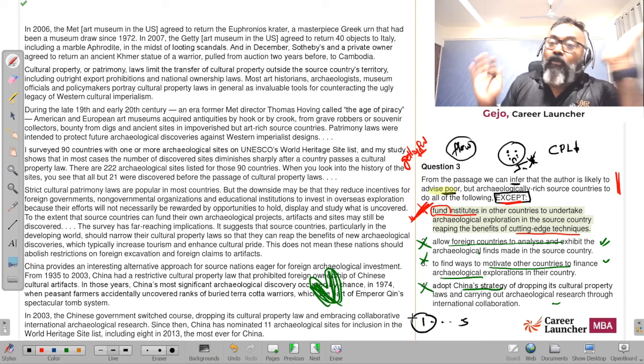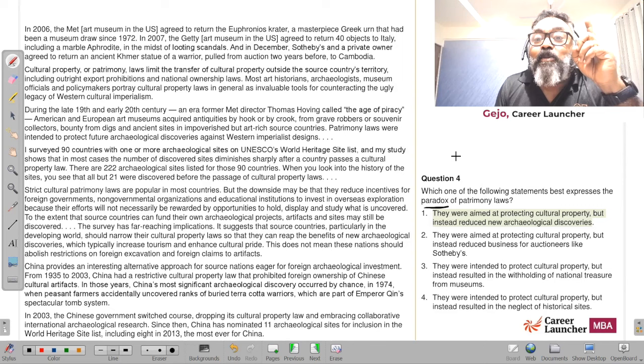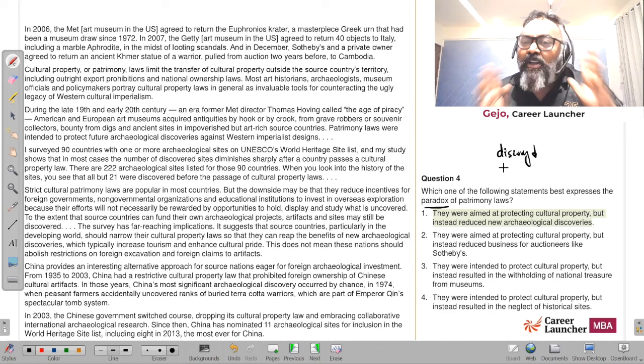Question number 4. Which of the following statements best expresses the paradox of the law? What is the paradox? While it's supposed to help, discovery is low. I think if you just count that, you'll get this. They were aimed at protecting cultural property, that part is fine, but instead reduced new archaeological discoveries. So there you go, that is the answer to the question.